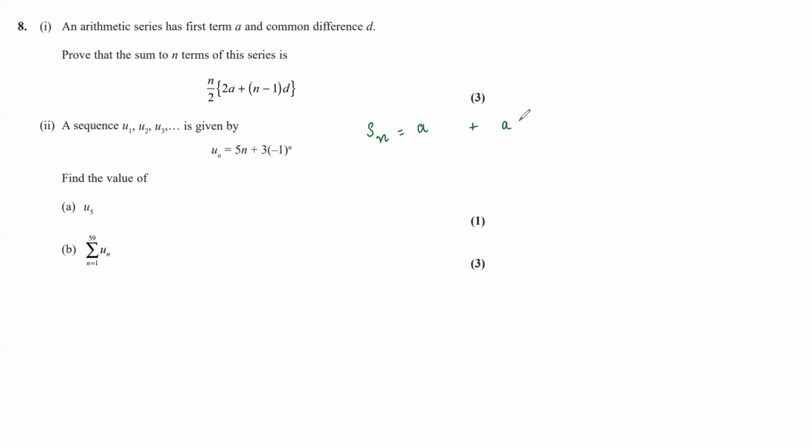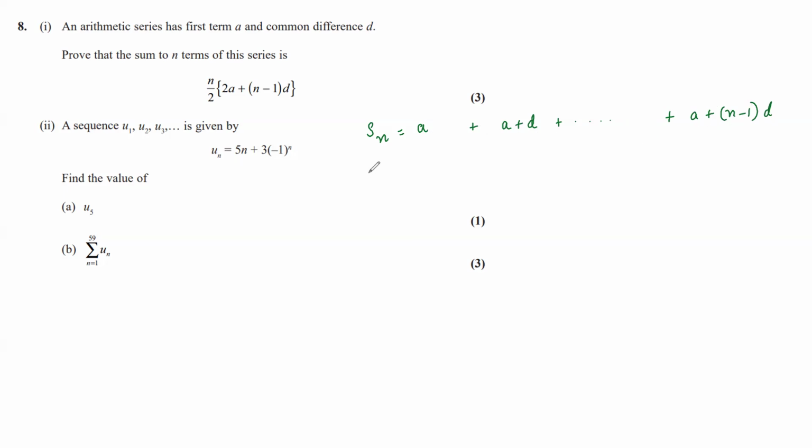second term is a plus d, etc., up to the last term a plus n minus 1 into d. If there are n terms, then the last term will be a plus n minus 1 into d. The first term will be a, second term is a plus d. So it goes on like that. I have kept some space in between each term here.